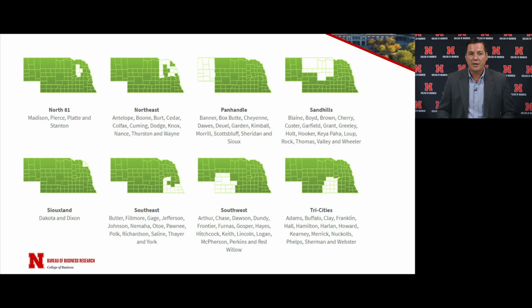So the Norfolk Micropolitan Statistical Area includes Madison, Pierce, and Stanton counties. The Columbus Micropolitan Statistical Area includes Platte County. In Northeast Nebraska, you can see those four counties have been pulled out of that region, as have two others, Dakota and Dixon County, which are in the bottom left of the slide, named Siouxland County. Those two counties are actually part of the Sioux City Metropolitan Statistical Area, so we chose to look at those two separately as well.